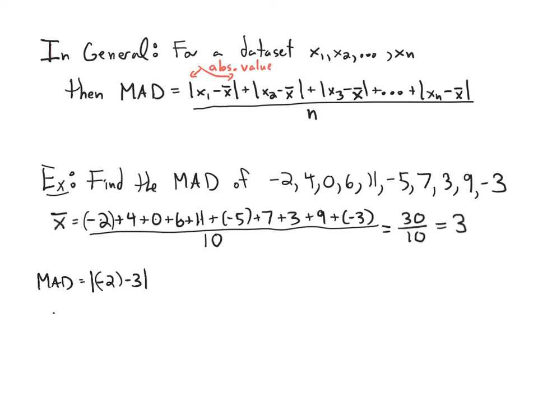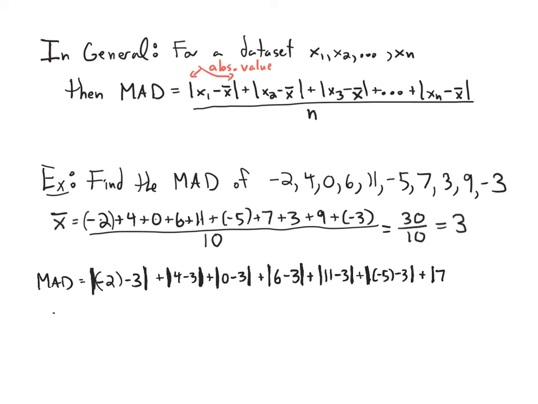So -2, subtract 3, that's 5. And we're going to keep doing this for each point. 4 minus 3, 0 minus 3. There are absolute value signs. So are these. I'll make the absolute value signs a little bit darker, so you're not getting them confused with ones or something like that. 6 minus 3 plus 11 minus 3 plus -5 minus 3 plus 7 minus 3.